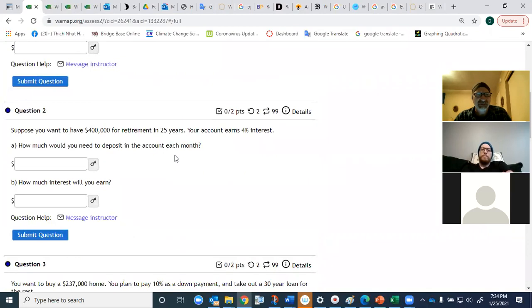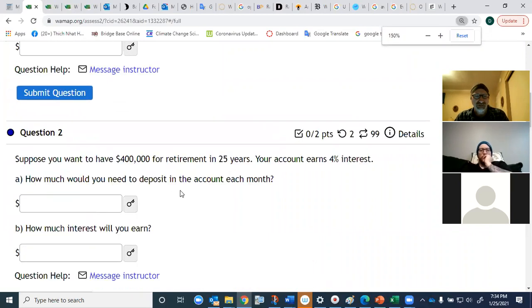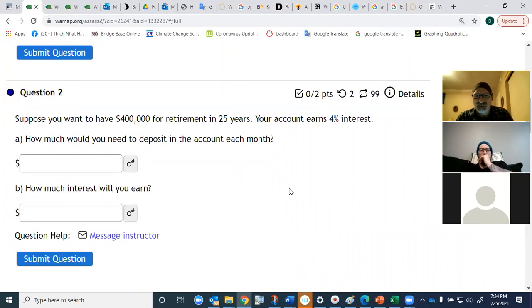So let's look at the second question. This says, suppose you want to have $400,000 for retirement in 25 years, and your account earns 4% interest. How much would you need to deposit in the account each month? So let's go to the calculator, the TI-84. Remember, you want $400,000. This is at the end. This is going to be our future value.